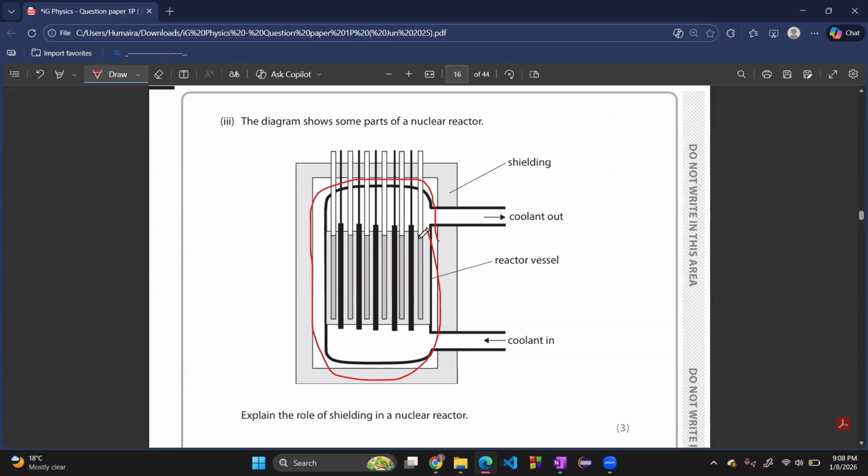So in order to save us or save the people who are working around it, they have built this particular shielding, concrete. This particular shielding absorbs most of the radiation that is being produced by the nuclear reactor. So if it absorbs most of the radiation, then of course the harmful effect of the radiation decreases by a lot, right? That is what the shielding is doing here.